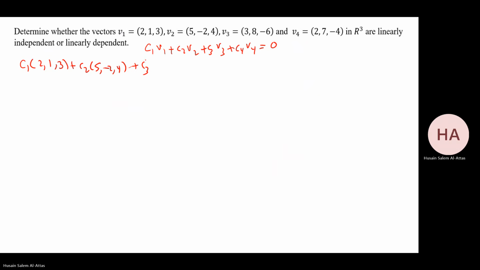Okay, another example. I need to determine whether this collection of vectors is linearly dependent or independent. Let us see. I have 4 vectors in R3. So I need to check C1 V1 plus C2 V2 plus C3 V3 plus C4 V4 is equal to 0. I'm writing out the equations in detail.